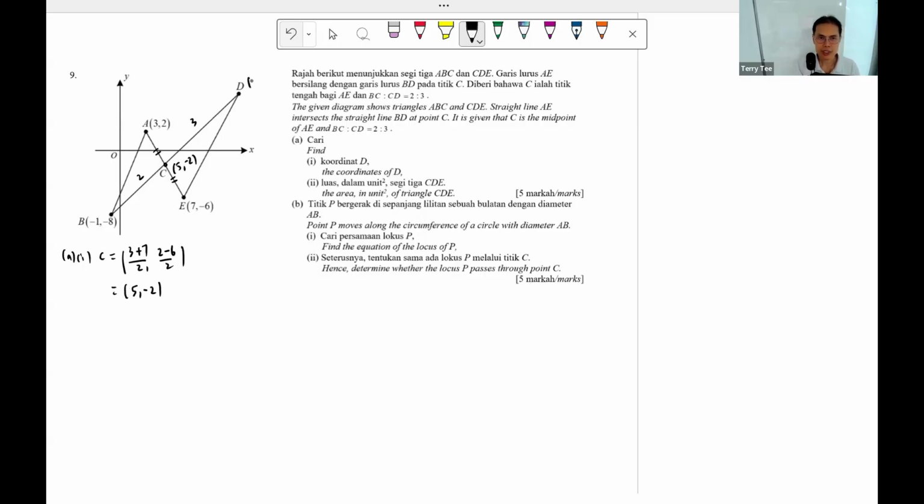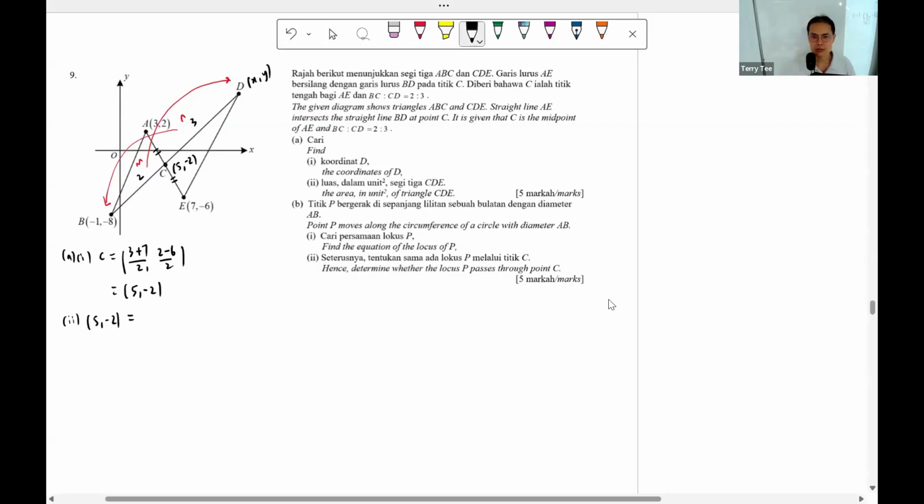So next, we're going to use the ratio formula, (nx1 plus mx2) over (m plus n), to find the coordinate of point D. Remember, when you use the formula, the most important thing is that the ratio and the coordinate must be opposite. For example, this is your m, this is your n. So 3, you must multiply with negative 1. 2, you must multiply by x. Make sure you multiply in opposite direction. So let's begin now. I write down point C first, 5, minus 2.